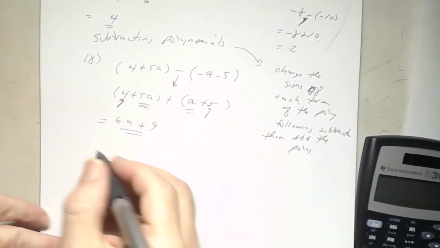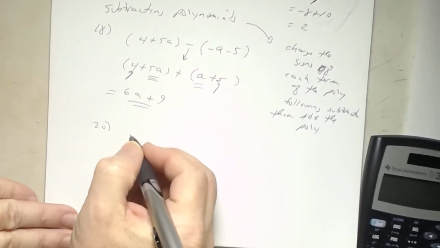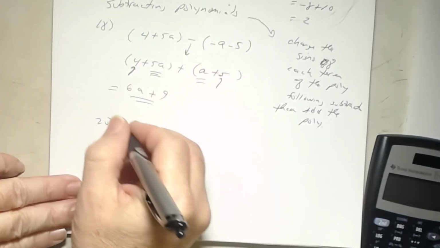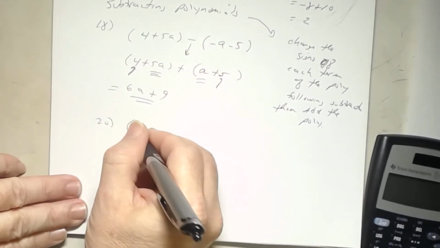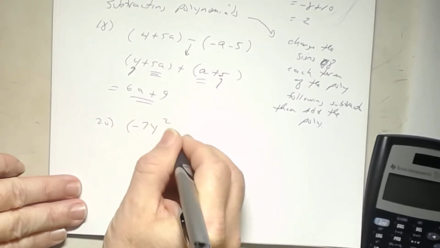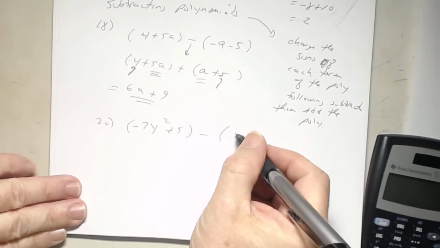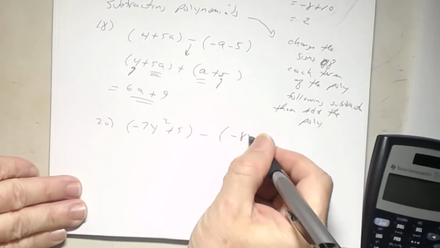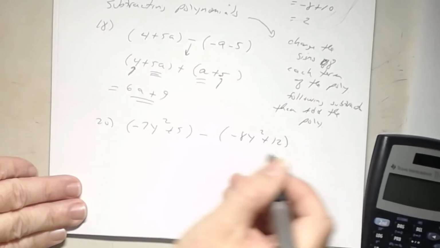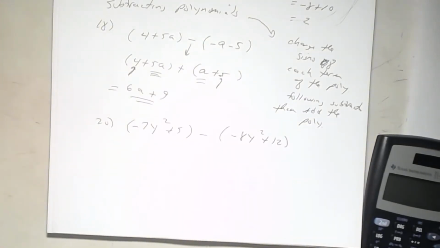So we look at number 20. Very simple, not difficult. Here are my two polynomials. Negative 7y squared plus 5. I'm subtracting this one: negative 8y squared plus 12. All right. So the best way to do this is to right away change this to an addition problem and keep the parentheses. Actually write in that step.